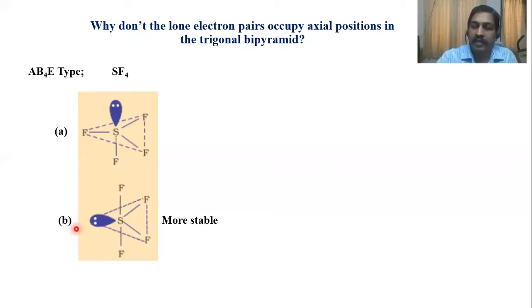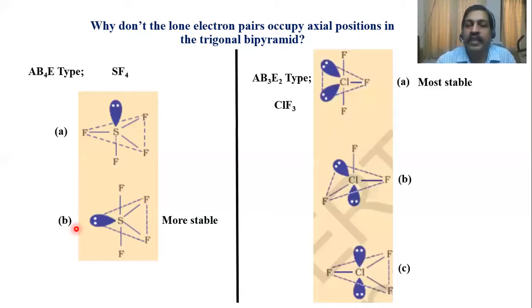Now let us consider the AB3E2 type molecule. Example, chlorine trifluoride. There are two lone electron pairs on the central atom, so there are three possible arrangements. In structure A, both the lone electron pairs are in equatorial position. Each lone electron pair is perpendicular to two axial bonds.